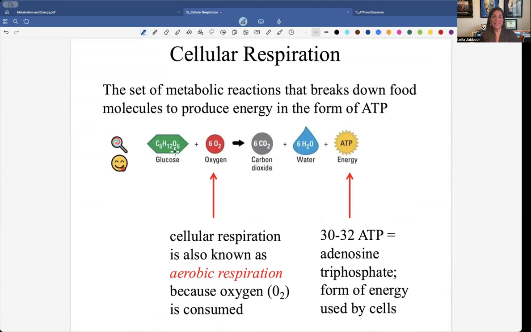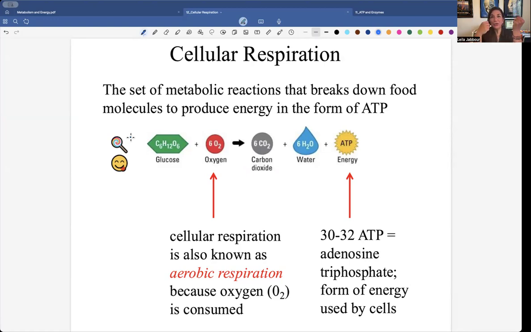So, what is cellular respiration? As the definition here states, it's a set of metabolic reactions that take place in your body with the purpose of breaking down the food that you're eating to produce energy in the form of ATP. So the food you ingest, the purpose of it is to bring you the fuel that your body needs to do the things that your body does.